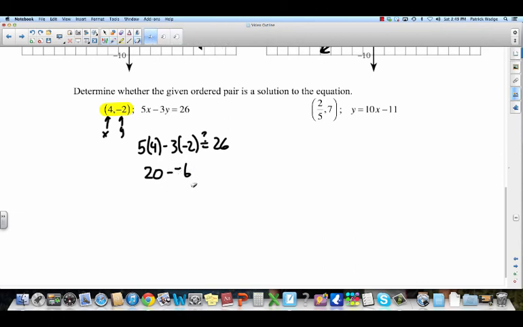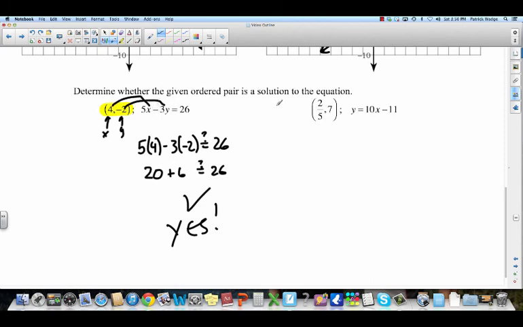But I'm going to show you the other way again, because that's the way I like to do it. I'd say negative 3 times negative 2 is positive 6. Equals, or does it, 26. Is this true? Yeah, it is true. Yes. So absolutely, if we were to graph this, this point would be on the line. And the other way you can think of it is, this point solves this equation. If you plug these in, it works.